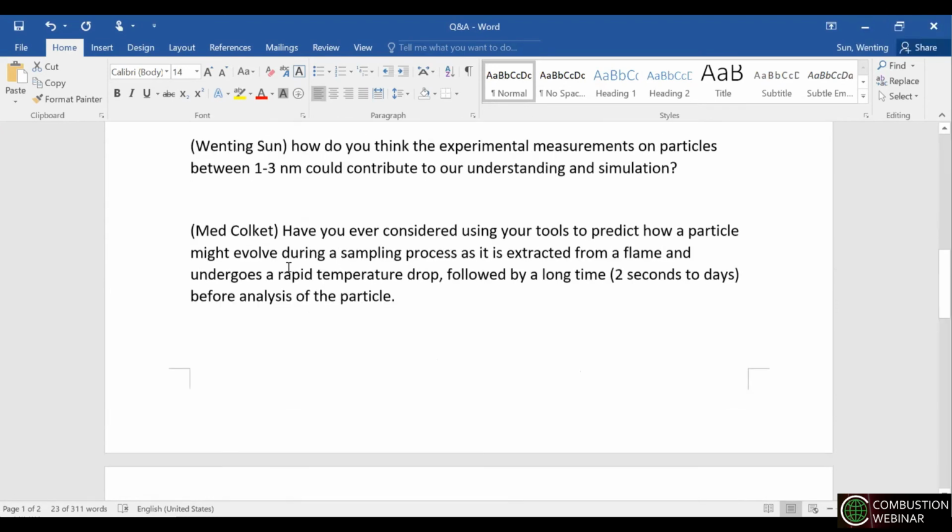The next question is from Matt Cockett. Have you ever considered using your tools to predict how a particle might evolve during a sampling process as it is extracted from a flame and undergoes a rapid temperature drop, followed by a long time, 2 seconds to days, before analysis of the particle?